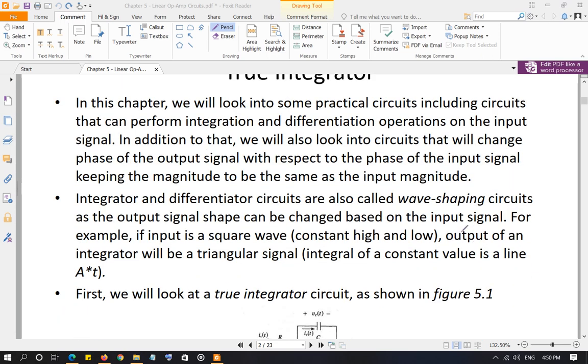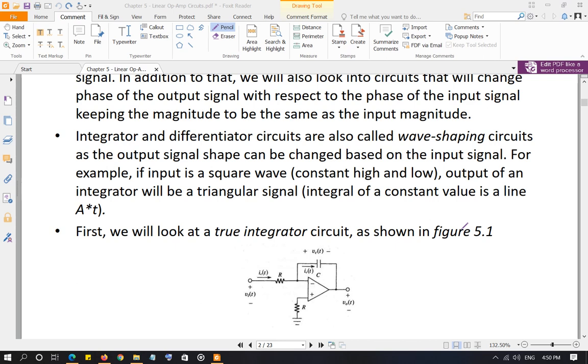The true integrator circuit is basically the same idea that I explained: for any input that you have, the output is going to be the integral of the input times a constant value, which is the gain of the integrator. So if your input, let's say, is a square wave, the output is going to be whatever the gain of the circuit is, let's say A, times the integral of this, that is, the area under the curve.